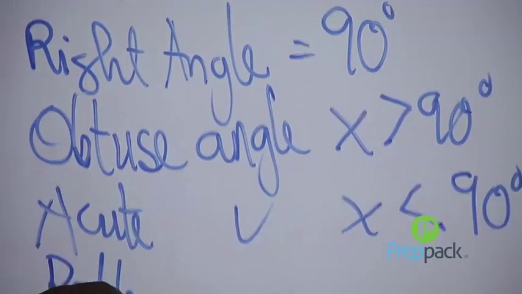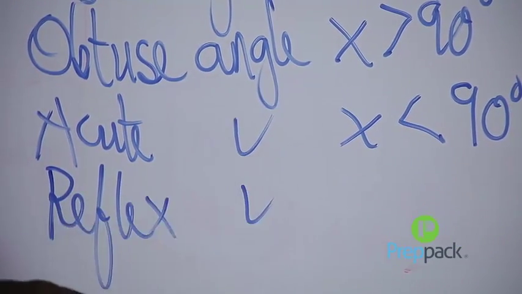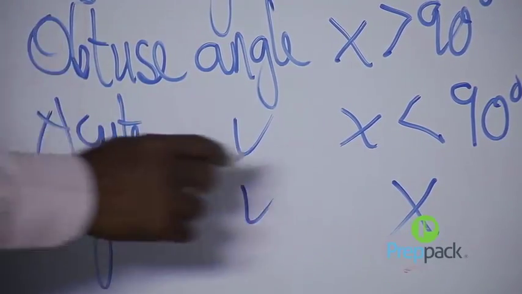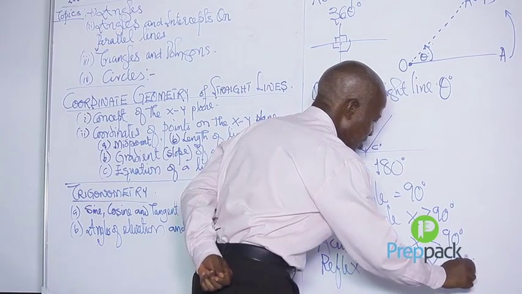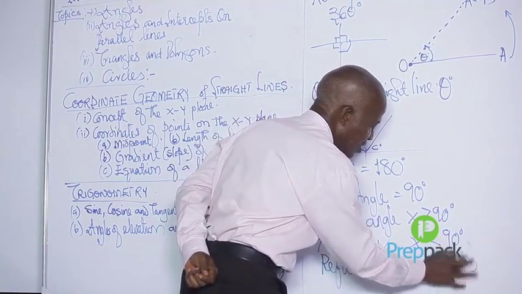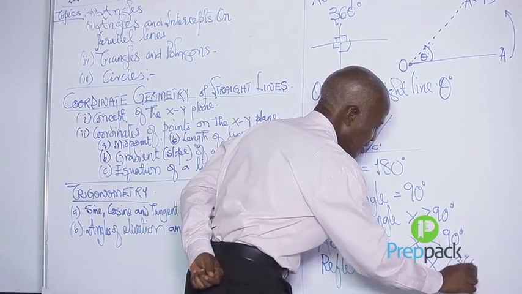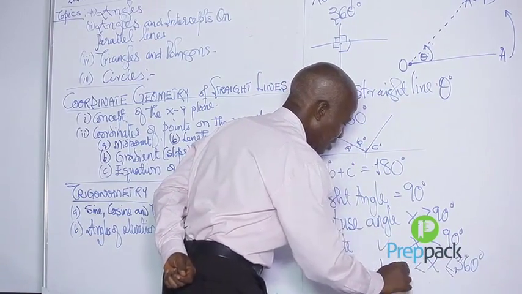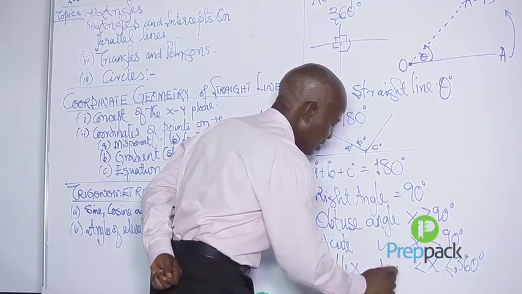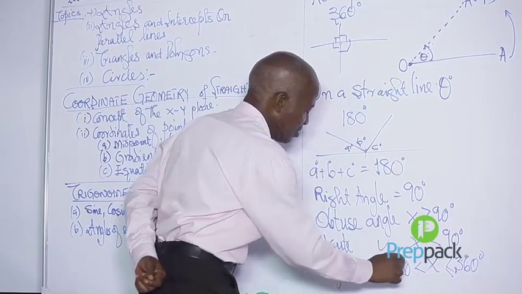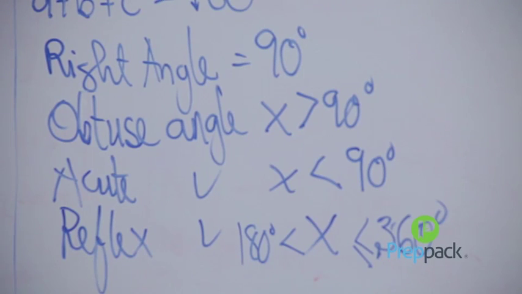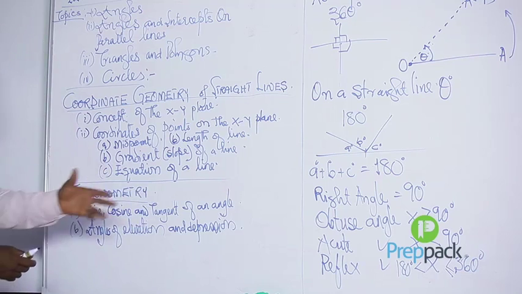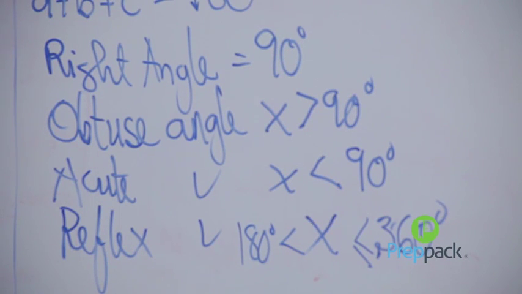Reflex angle, Z, is an angle that is less than or equal to 360 degrees, but greater than 180 degrees. Now, of course, this tells you various angles we have. And we could have some others too, but these are the major important ones.